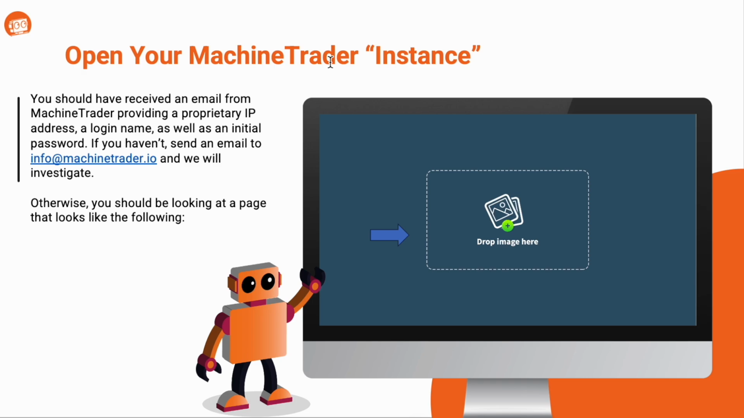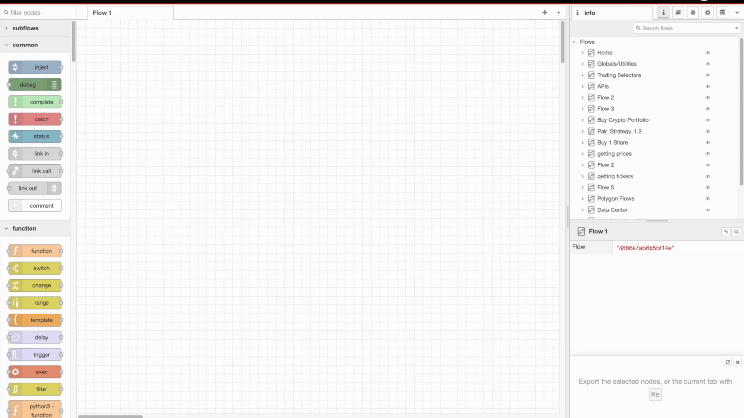Otherwise, when you log in, you should be looking at a screen that looks like this. When you log into your instance, you should be looking at a page that looks very similar to this. To the left is the palette node, where all the nodes are contained that we're going to be using to write our code. These are visual blocks of pre-written code, essentially. Workspace is where we work, and then to the right is the sidebar, where we can display the results and other various things.